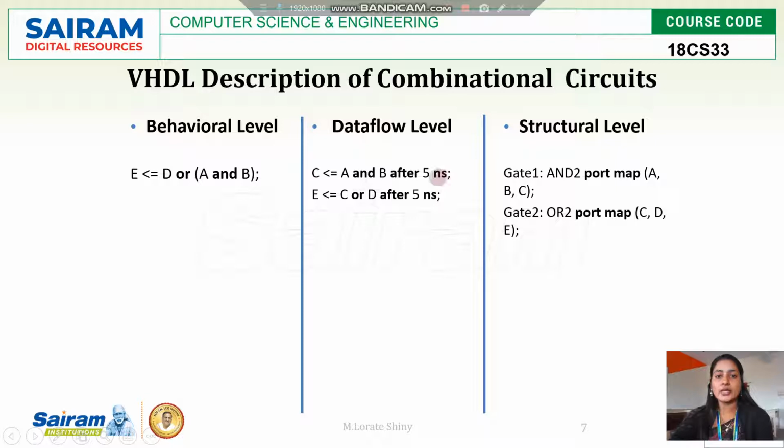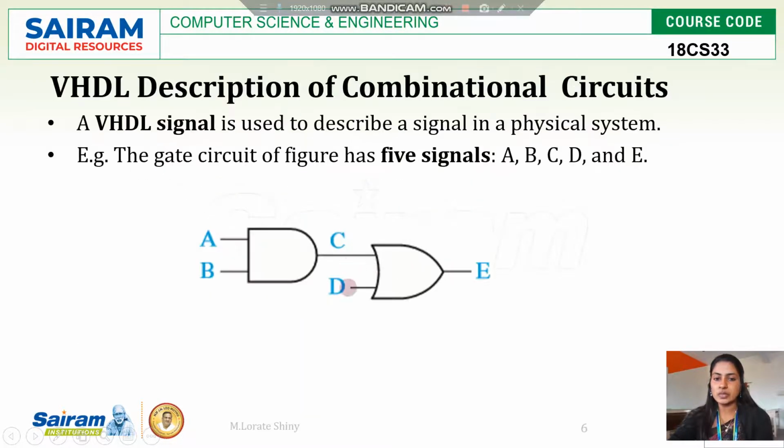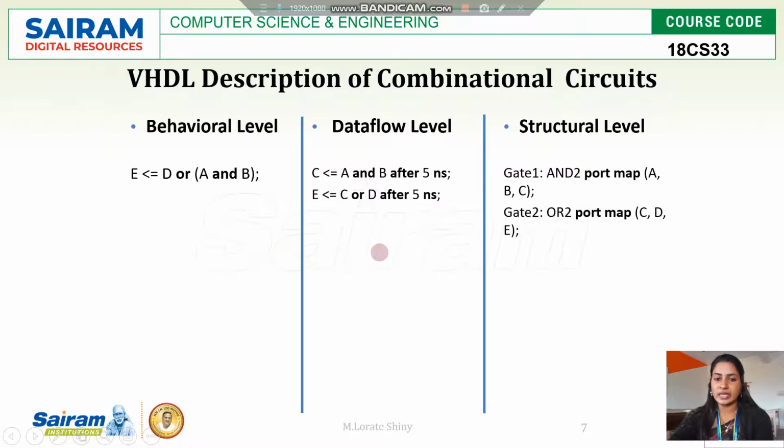If you want to specify the delay, after 5 nanosecond, you have to use this keyword after. After indicates that you are going to specify the delay time. The delay time is assumed to be 5 nanosecond for the AND gate and 5 nanosecond for the OR gate. Then E equal to D or C after 5 nanosecond. It's written.